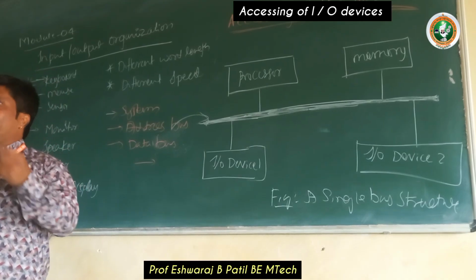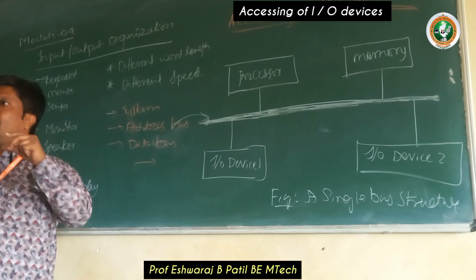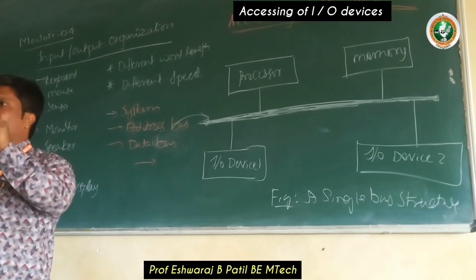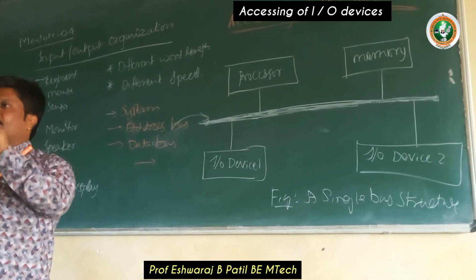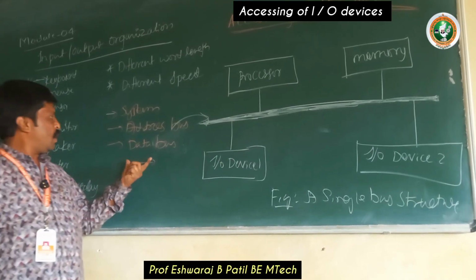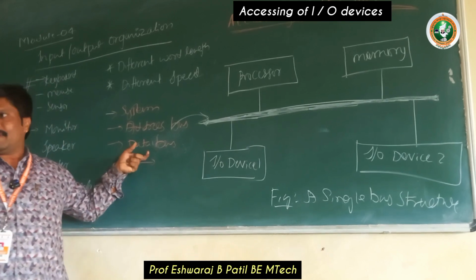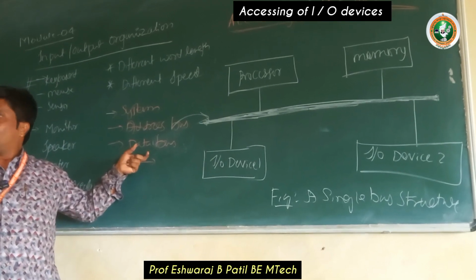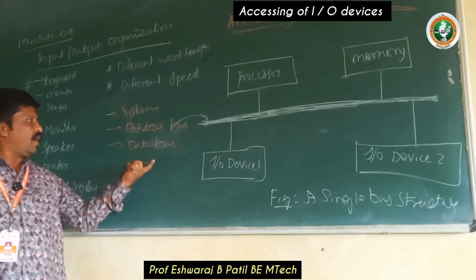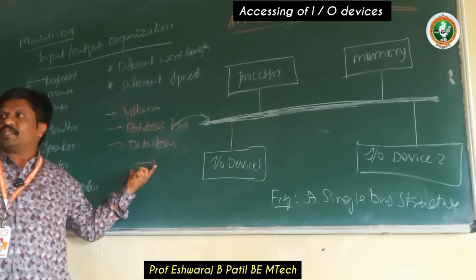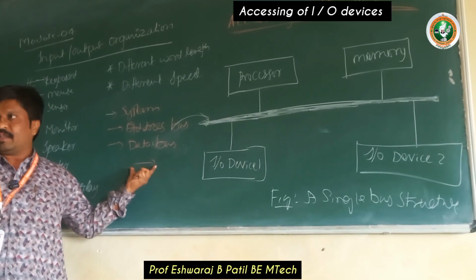If you want to communicate with any device using read and write operations, I have to put the control signal on the data bus. The data bus is bidirectional, so it can do both operations. That's why we call it bidirectional.